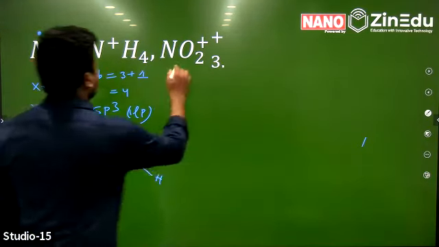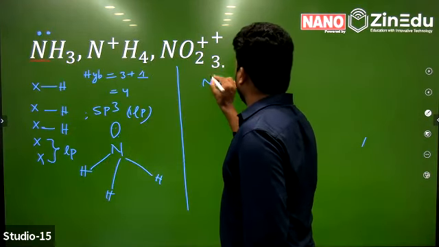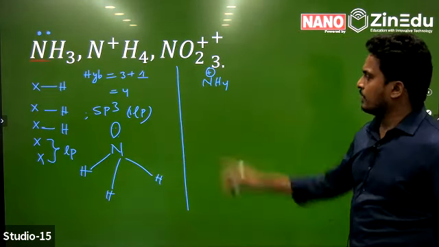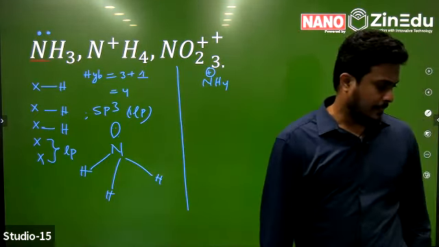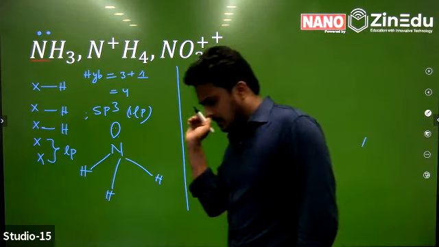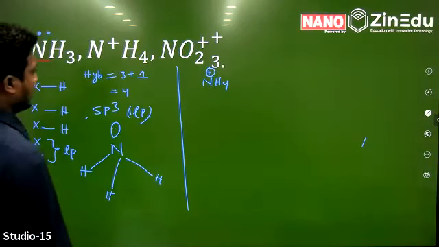So what about this? It is NH4 plus. In NH4 plus the central atom is nitrogen. Tell me the hybridization. One electron deficient. Very good.